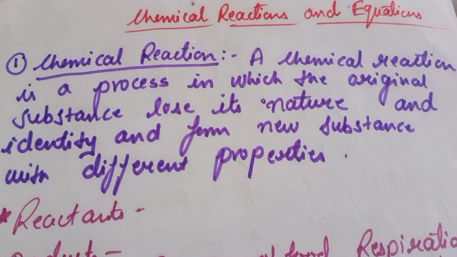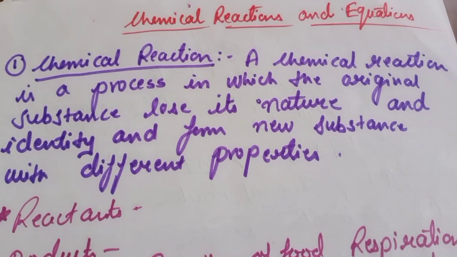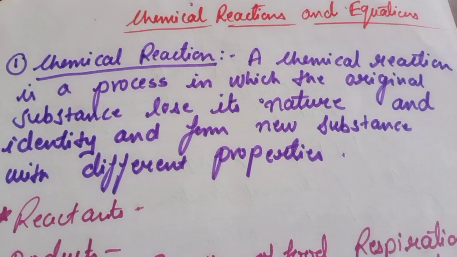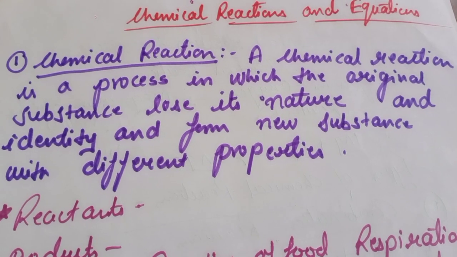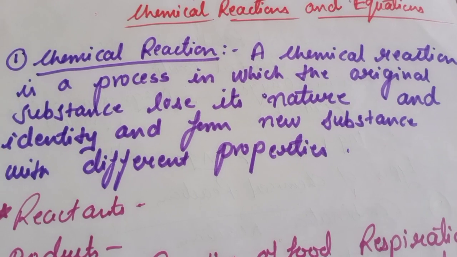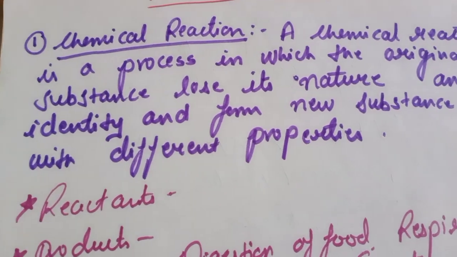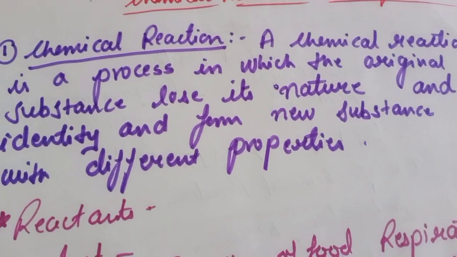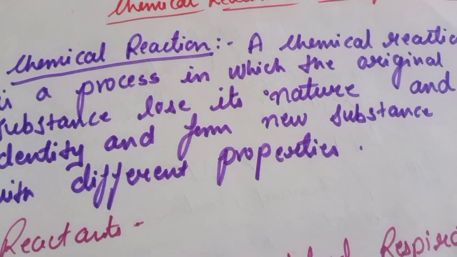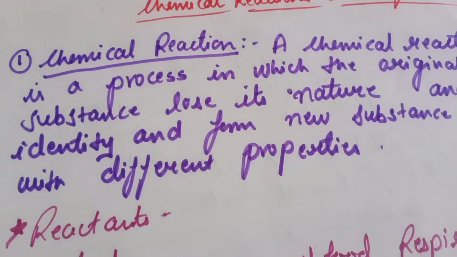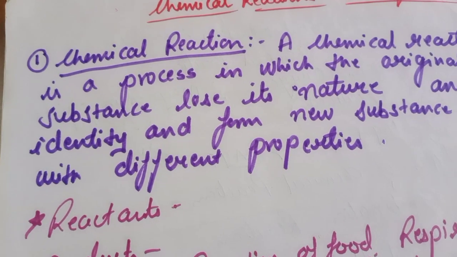First, we'll start with the definition. What is a chemical reaction? A chemical reaction is a process by which the original substance loses its nature and identity and forms a new substance with different properties. So, in a chemical reaction, the breaking of the chemical bonds takes place, and the formation of new chemical bonds is responsible for the occurrence of a chemical reaction.